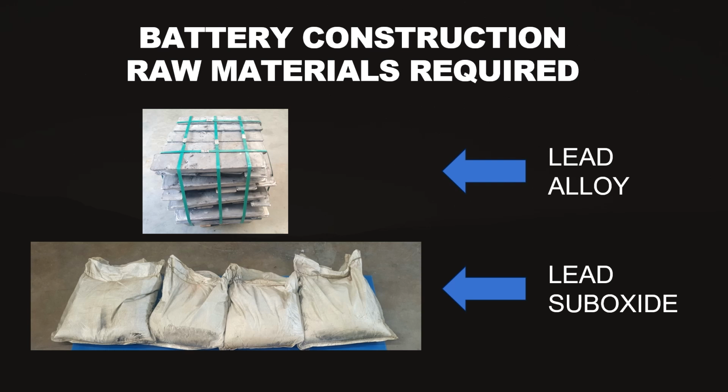When it comes to construction, the two primary raw materials required are lead alloy to make the grid and lead oxide, which serves as the active material. There are, of course, certain other materials that are required, such as containers, covers, and separators. We will address that later, but let me begin with the alloy.